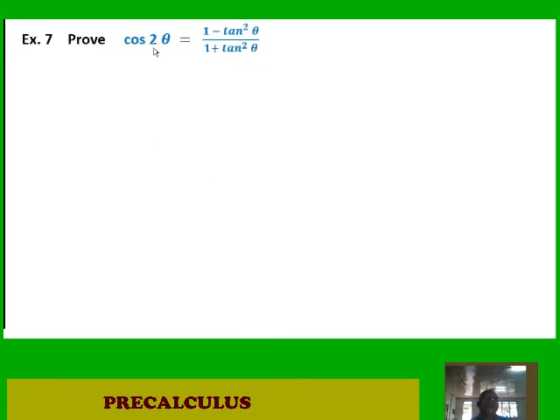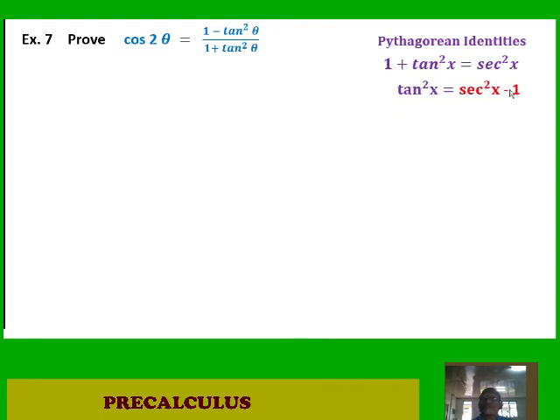Prove that cosine 2 theta equals 1 minus tangent squared theta all over 1 plus tangent squared theta. We will work out the right side of the equation. From the Pythagorean identities, we can solve for tangent squared x. Transferring 1 to the right becomes negative. And substitute tangent squared theta with secant squared theta minus 1. Okay. Then distribute the negative sign, and so with the positive sign at the denominator.